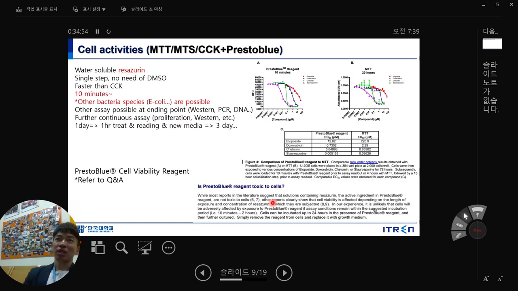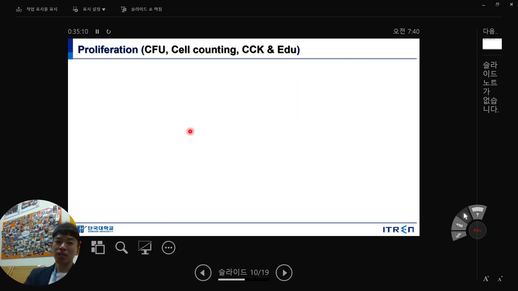So, from now on, I'm talking about cell activity. We have in ITREN CCK, WST, and Presto Blue. You can consider these three as different cell activity dyes. And then proliferation. You want to check the proliferation of your cells, right? So what will you do? Seungmin, if we want to check proliferation, what will you do?